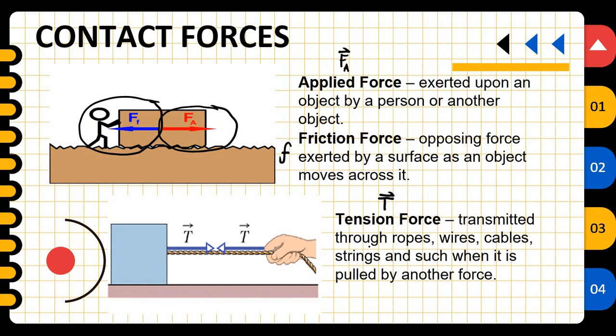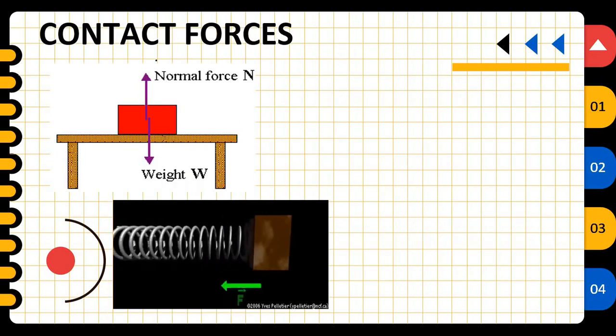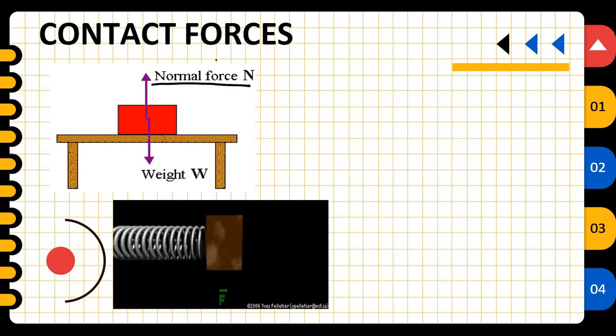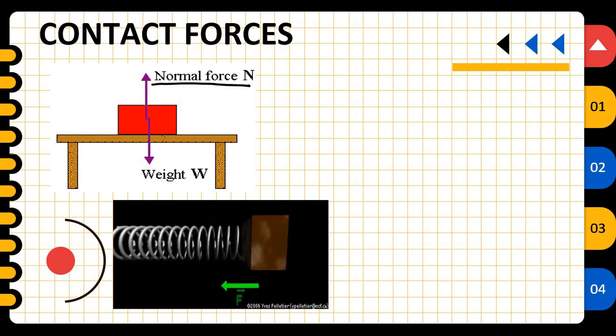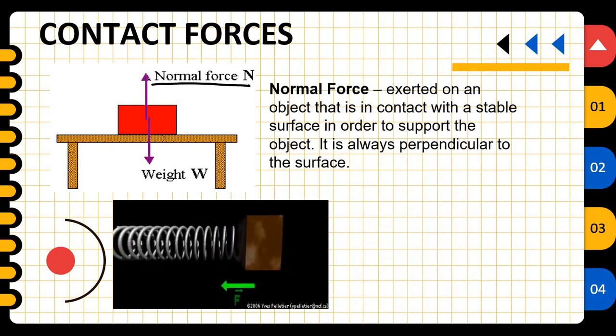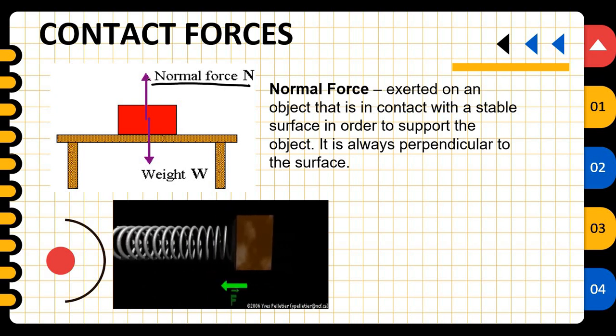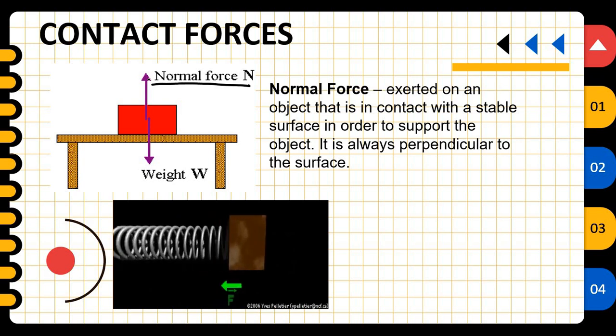So if the string is being pulled on one side, it must also be pulled on the other side. So yes, there would be tension inside that object. Next, the last two examples of subtypes of contact forces would be these two. The first one is already written on the picture, so it's what we call the normal force. According to our definition, normal force is exerted on an object that is in contact with a stable surface in order to support the object. It is always perpendicular to the surface.